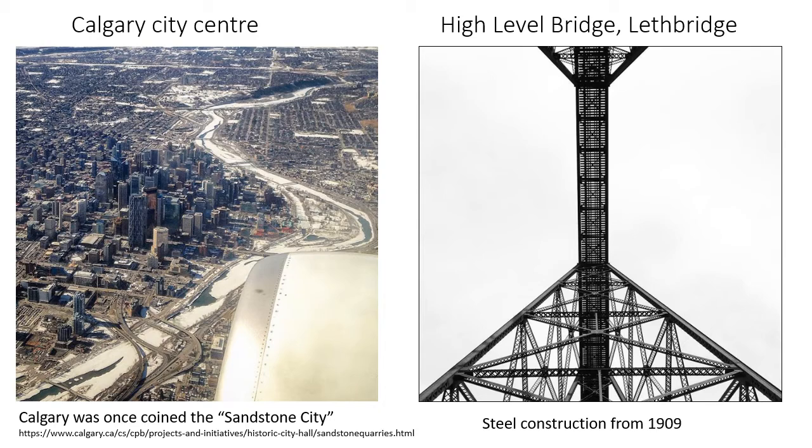However, most of these historic buildings have been torn down and now replaced by buildings that are mostly built from cement or concrete and steel construction and other types of material. What you see on the right side is a steel construction of the High Level Bridge, which is the trestle train bridge in Lethbridge. And as you know, steel is from the geological material iron.